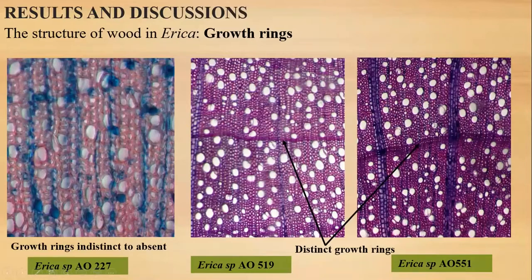The second and third pictures both show distinct growth rings, but the distinct ones are marked with different numbers of flattened radial fibers. As you can see here, we have up to two to three radial flattened fibers that mark the differentiation of late and early wood. Here, we have up to five flattened radial fibers that differentiate between the late and the early wood.